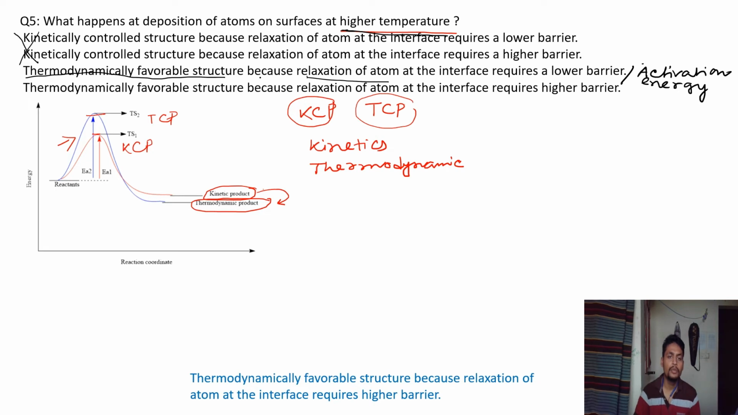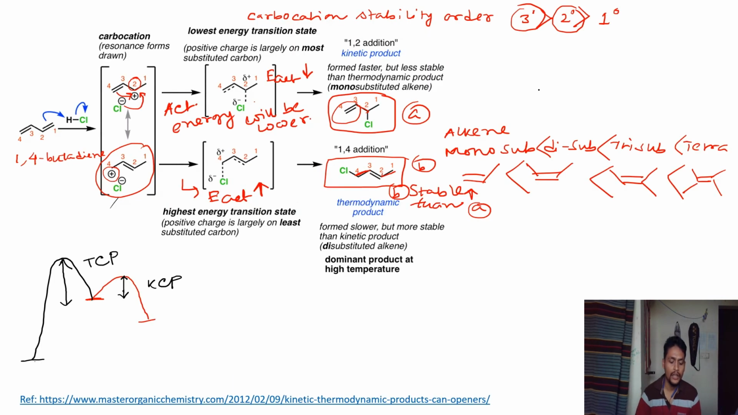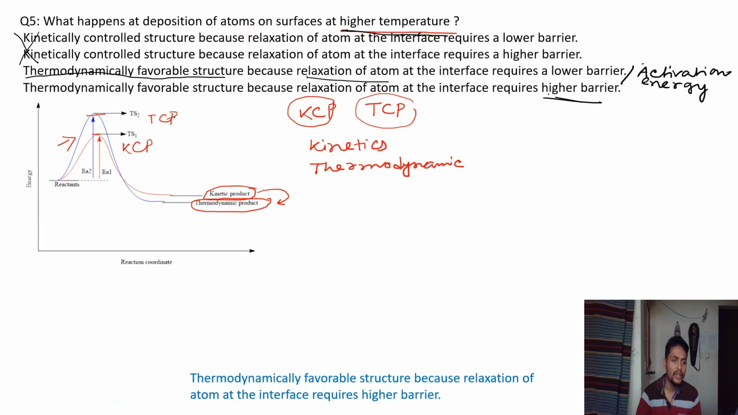So what is this written? Because relaxation of atom at the interface requires a lower barrier or a higher barrier. So now again come back. For TCP, what is the activation energy? This is higher. So that's why it is actually happening at the higher temperature. So what will be your answer? Relaxation of atom at the interface requires a higher barrier. Right? So this is your answer. I don't think any problem is there.